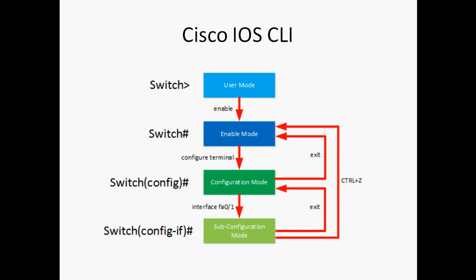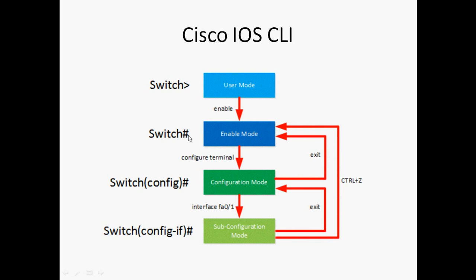So we have to go to the privilege mode, which we can also call enable mode. You can use the command enable. Enable is a command. Once you give enable, it goes from user mode into privilege mode. Here we can see privilege mode. If the switch or router is in privilege mode, we see the hash symbol.